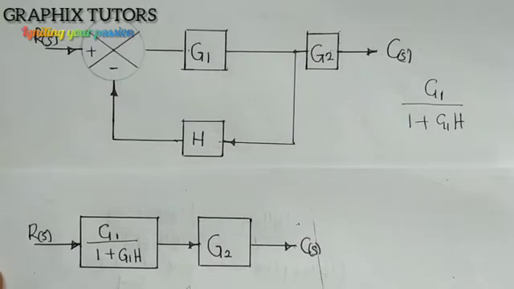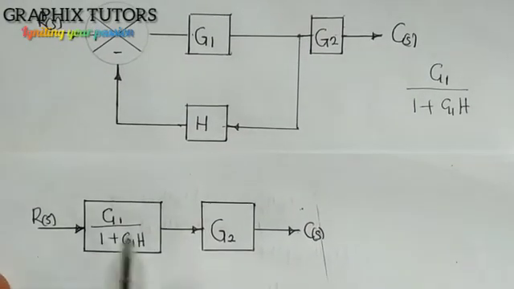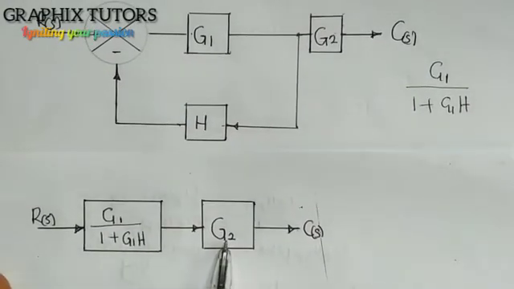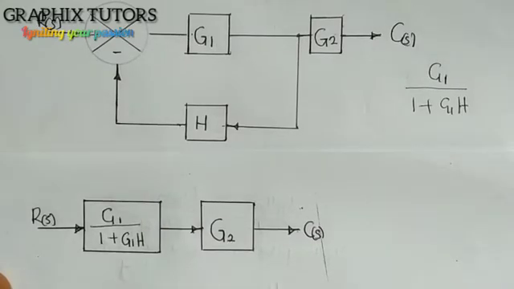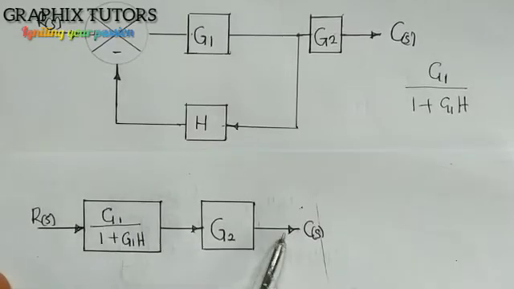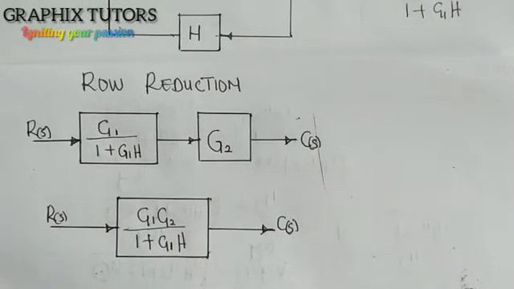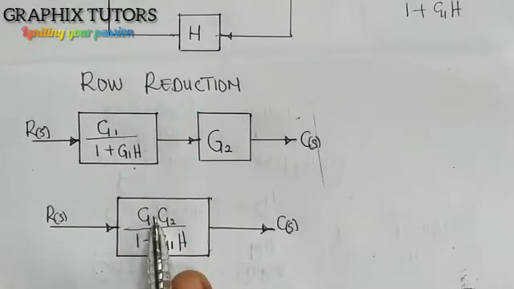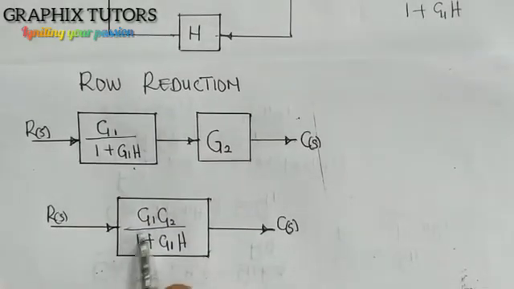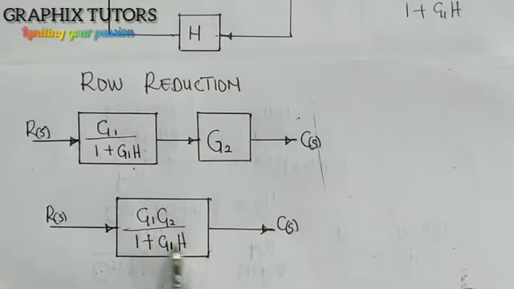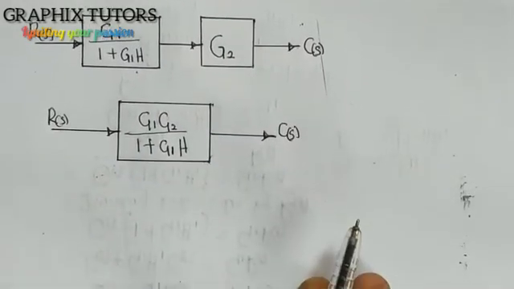Now if you look at this very well, it's in series, right? And we said in series, what we proved in our earlier video, in the first video we did here, that when they are in series, what will you do? You are going to multiply both of them. So in multiplying both of them, we are going to have this. So when you multiply both of them, we are having G1, G2 over 1 plus G1H. So if they are in series, you multiply, right? So our overall transfer function is this.